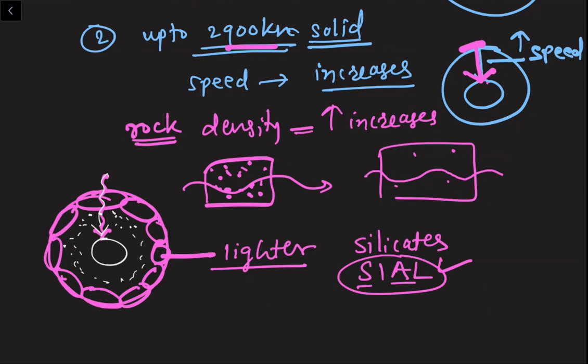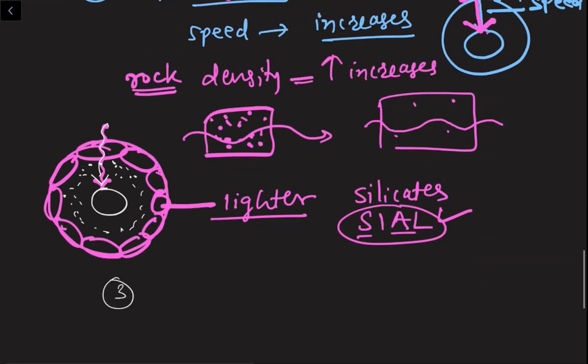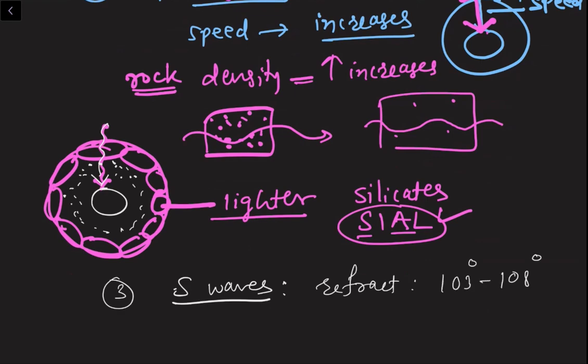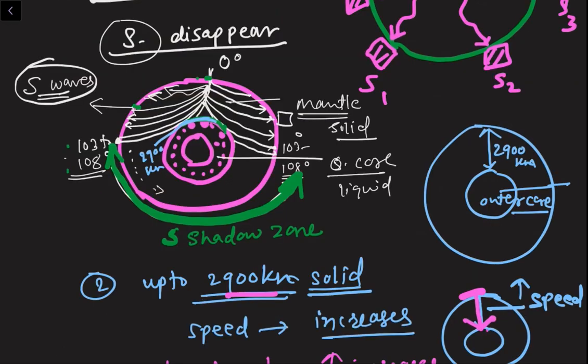Now, what is our third observation? The third observation is that S waves refract and emerge at an angle of 103 degrees to 108 degrees, but beyond that they disappear. We saw above that beyond that they disappear. So this region is called the S shadow zone, where they can't be found.